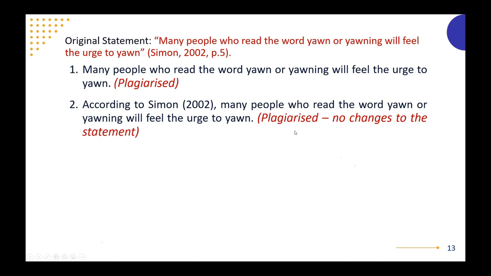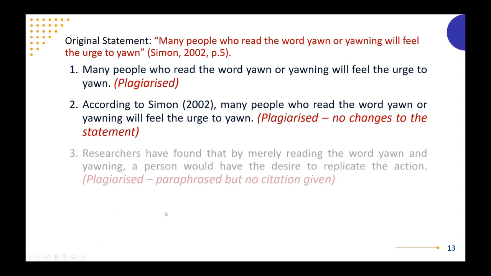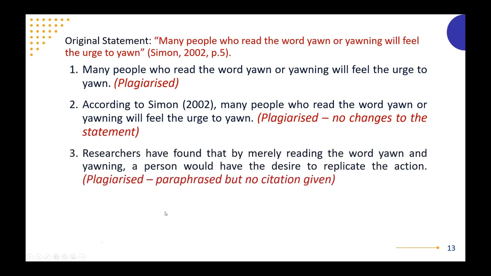If you would like to directly quote this person, then after 'According to Simon 2002', you should start with the quotation mark and then put the page number there. Okay. Number three, researchers have found that by merely reading the word yawn and yawning, a person would have the desire to replicate the action. Notice that the whole sentence is changed, but it's still counted as plagiarized. Why? Because no citation is given. Sorry, I asked my own question and answered it myself.